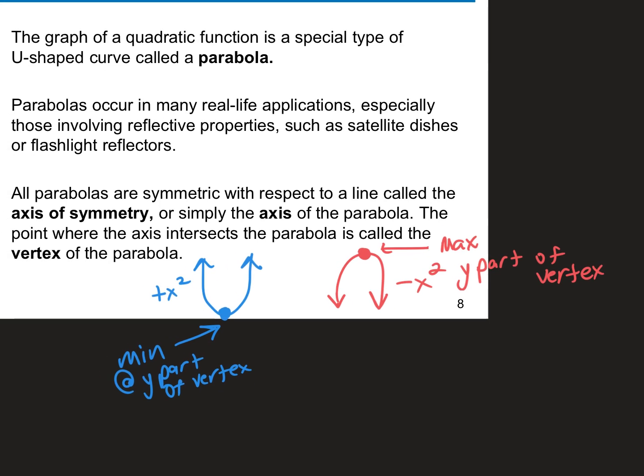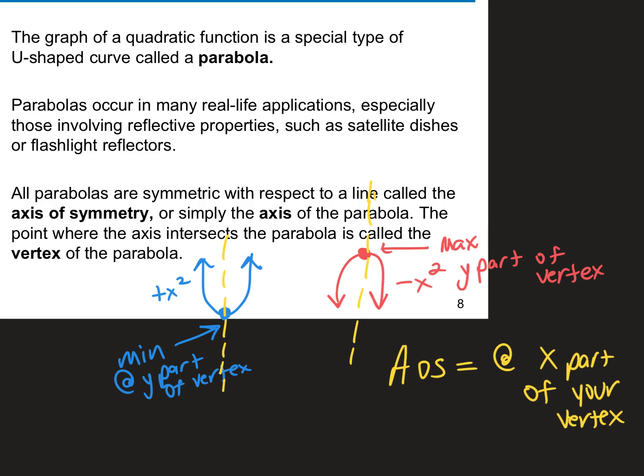All right. Now we're going to talk about something called the AOS, the axis of symmetry. Think about what that word means. What is the axis of symmetry? It's a vertical line that does what? Cuts the parabola in half, okay? So your axis of symmetry is always going to be a vertical line that cuts the parabola in half. Vertical lines go through what axis? The x. So your axis of symmetry is going to be at the x part of your vertex. This is going to make a little more sense in a minute when we go through this.